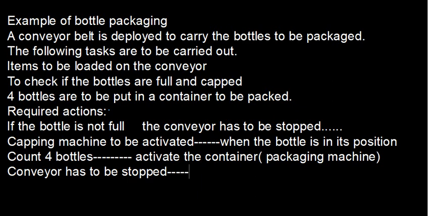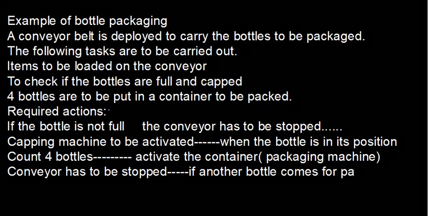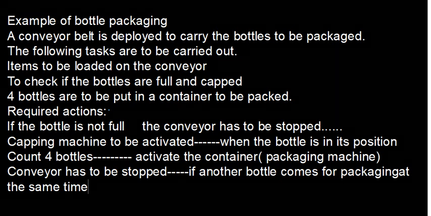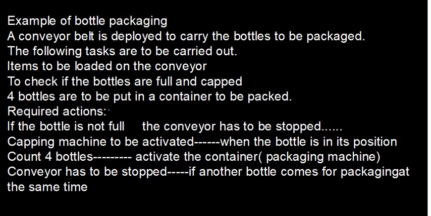So if another bottle comes for packaging at the same time, you will have to provide a certain time delay before the packaging of 4 bottles is over. It should not suddenly come. That means you have to temporarily make the conveyor stop there before the 4 bottles are packed.